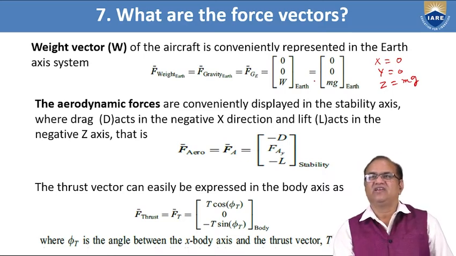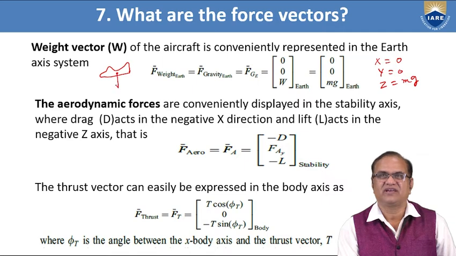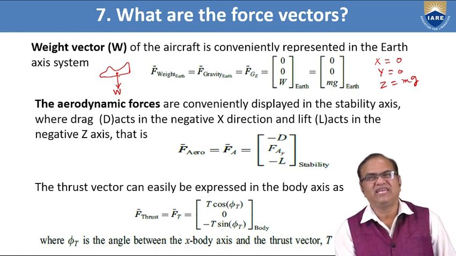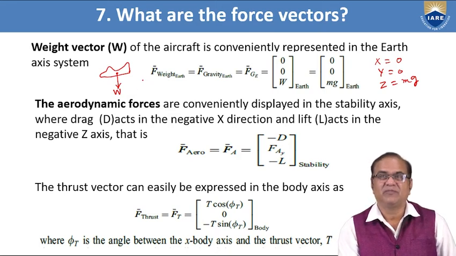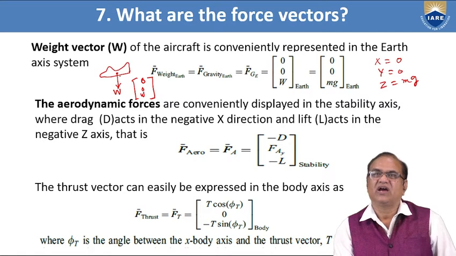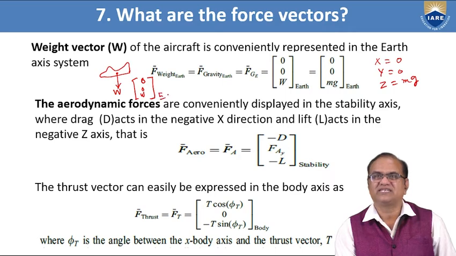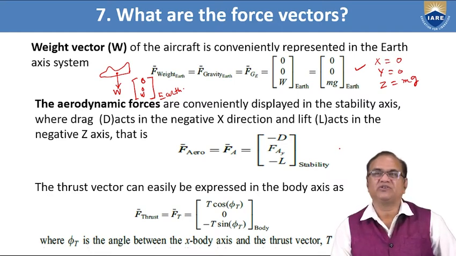So this indicates that if this is the aircraft, it has a W, and this W always acts towards the Earth. In any case, W will attract towards the center of the Earth. So here the matrix will be 0, 0 and W. Means there is no X component and no Y component for the weight vector W, and it is very easy to use in the Earth axis system, as shown in this matrix. Okay, so it is very easy.